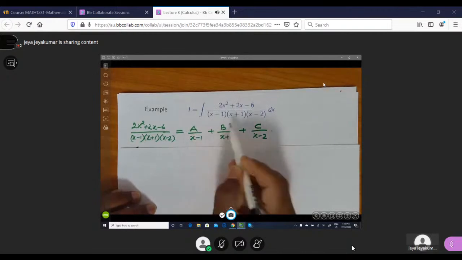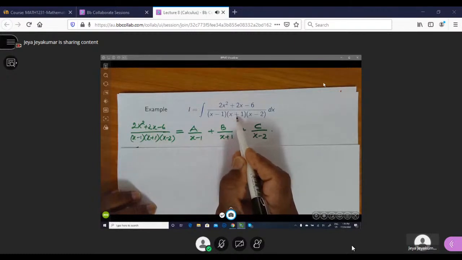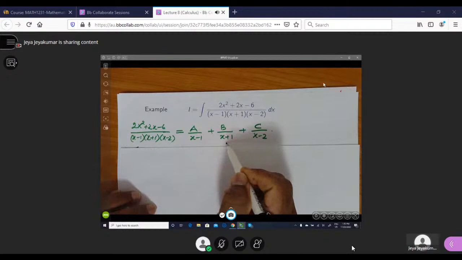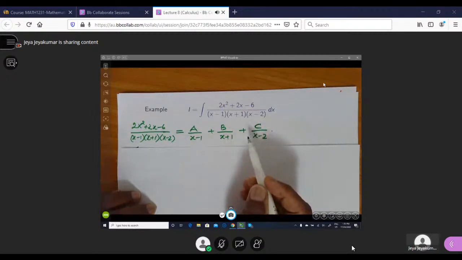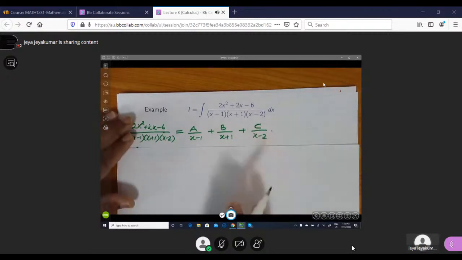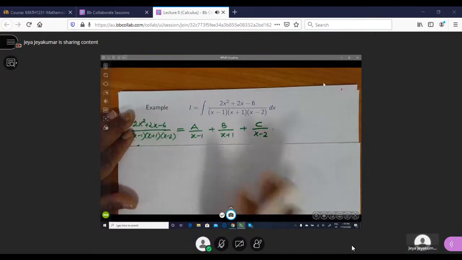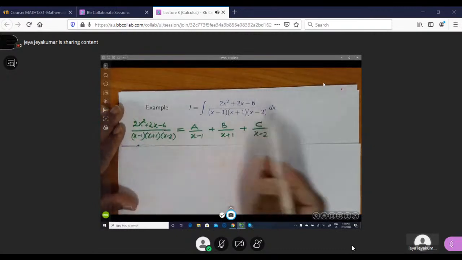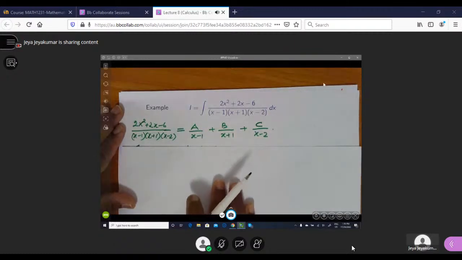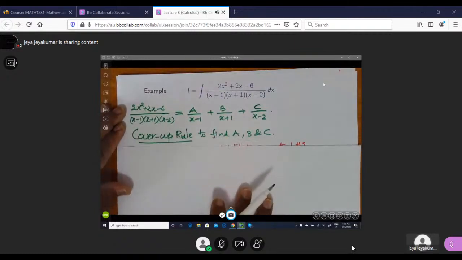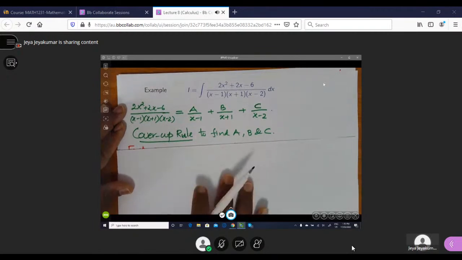X plus 1 is a different linear factor, unrepeated, so there should be a corresponding fraction b over x plus 1. Same as here for c over x minus 2. Now the question is, how do we find a, b, and c easily? So I'm going to apply the cover-up rule. You can also eliminate the fractions and then substitute points and so on, but the cover-up rule is much easier. You can do it very quickly. Here's how the cover-up rule works.